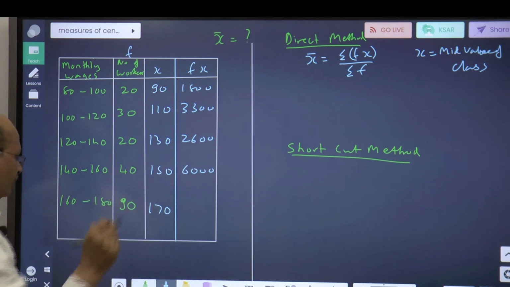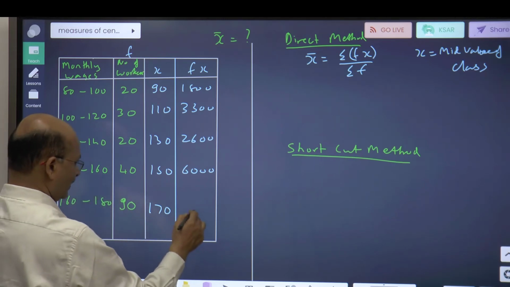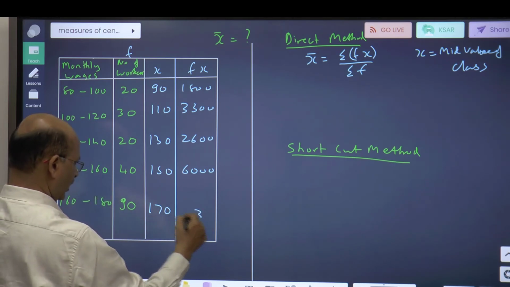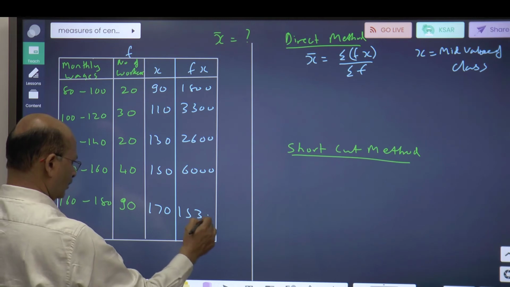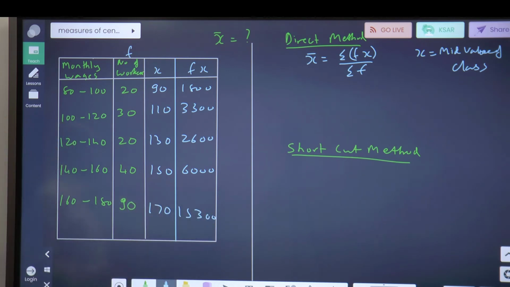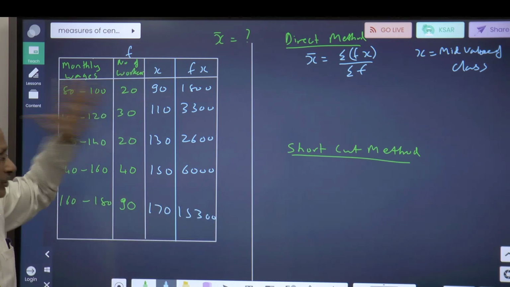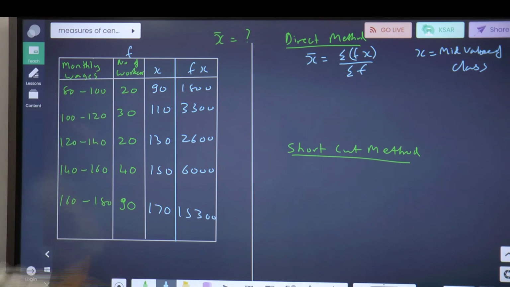6000, this is, God bless me, 963, 153, 15,300. So this calculation is such a big thing, it has become a big headache for me. So I really don't want to miss out on this particular thing. So coming to a point, I got fx. So fx, what? Sum of fx.